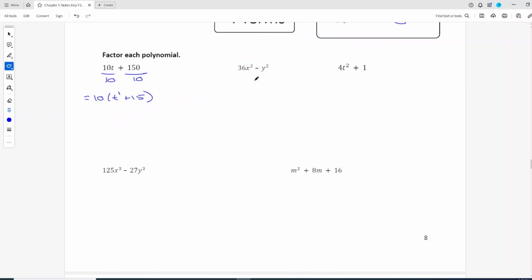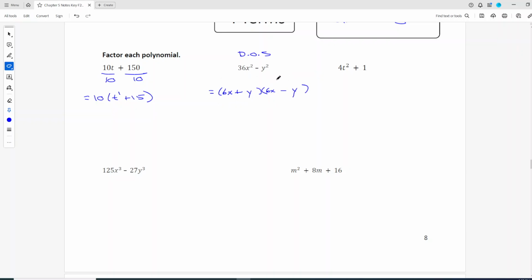So in this next one, is there a greatest common factor? Nope. So I move along the tree. How many terms are there? 2. The exponents are even, right? I've got a coefficient of 36 and I'm separated by a minus sign. So this one's going to be a difference of squares. To factor a difference of squares, I draw 2 brackets. One gets a plus, one gets a minus. I take the square root of the first term to get 6x and I write it first. I take the square root of the y squared to get y and I write it second. And it's done.